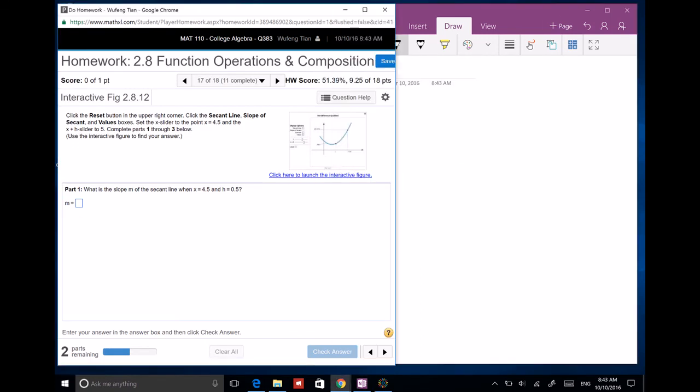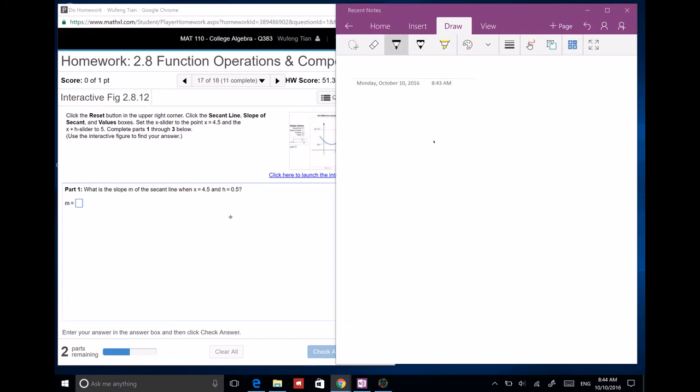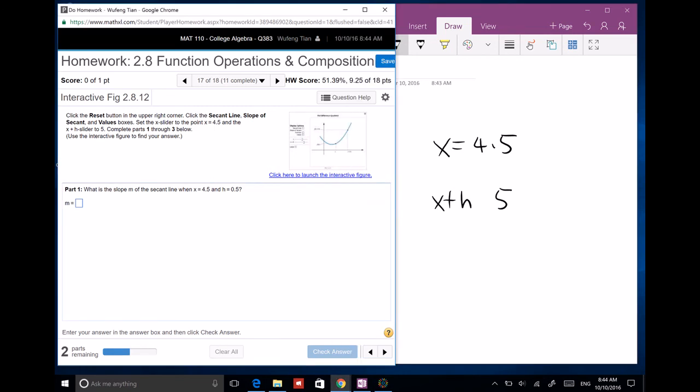The next one: press the reset button, click the set slope of segment, set x to the point x equals 4.5, and x plus h slide to 5. Compute parts 1, 2, 3 below. I don't know what the function is. We need to find out the function. In this one I cannot do it because I don't have the function.